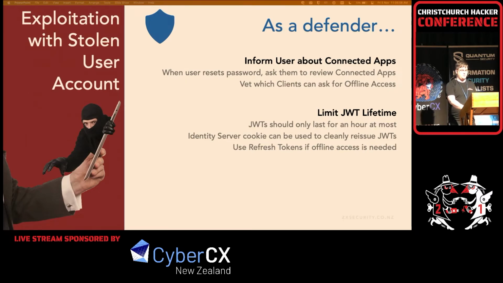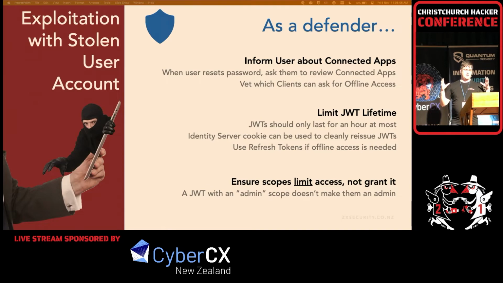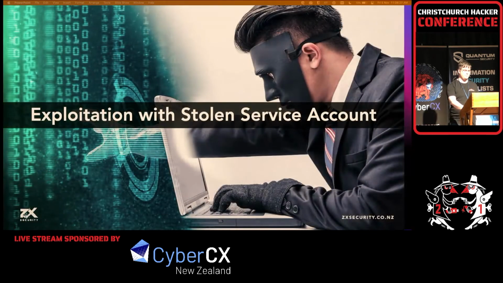Use refresh tokens over offline access. I've got those around the wrong order. Ensure scopes limit access and not grant it. Like I said before, it should be that intersection, not the entire list. A JWT with an admin scope doesn't just make them an admin. They've actually got to be an admin user as well. So check the user's ID against the app's own access control, or check their roles to make sure that they are actually an admin, so that they can use that JWT with it.